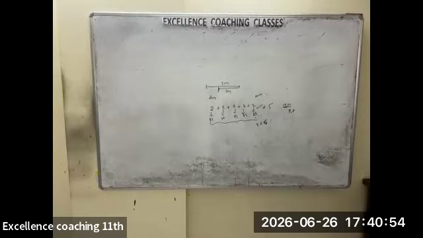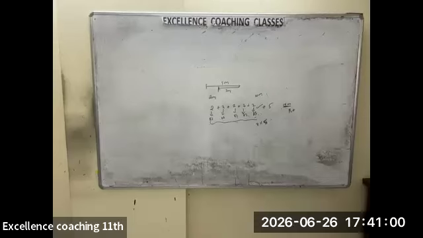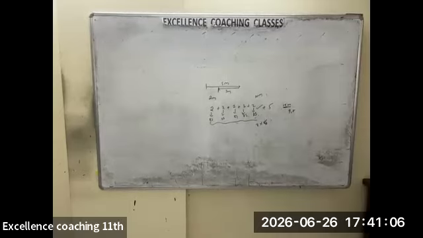Cancel that acceleration and attains a speed of 27 meter per second in 5 seconds. Calculate the acceleration and distance covered in 5 seconds. So initial velocity is given, final velocity is given, time is given, distance is asked and acceleration is asked. Solve it.